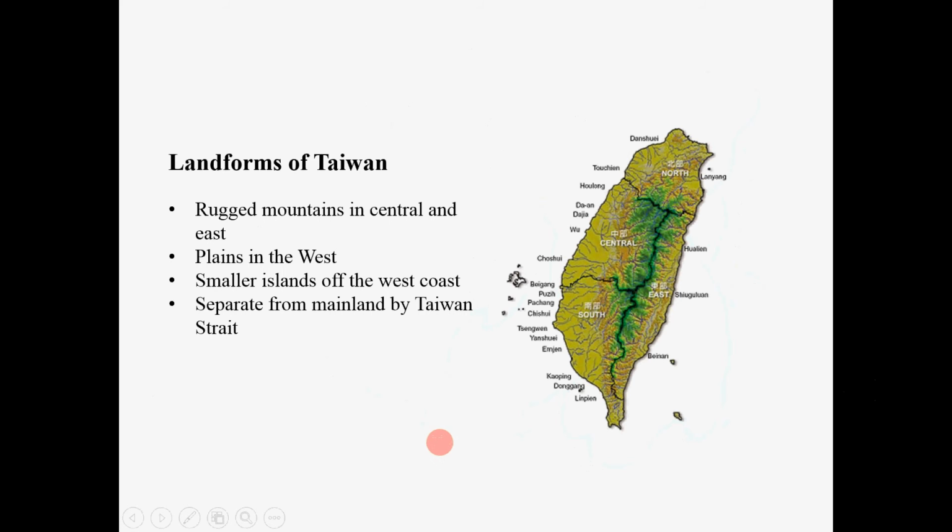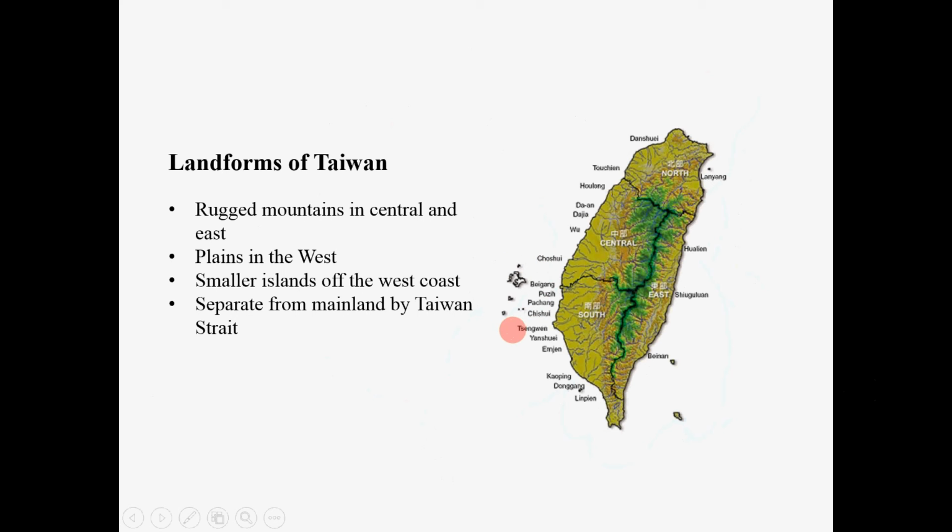Landforms of Taiwan. As an island, the backbone of Taiwan is a mountain range in the central and eastern part of the island, very rugged but also very beautiful. The plain on the east coast is extremely narrow, but you have relatively wider plains on the west and in the north. Those are important regions for agricultural development.